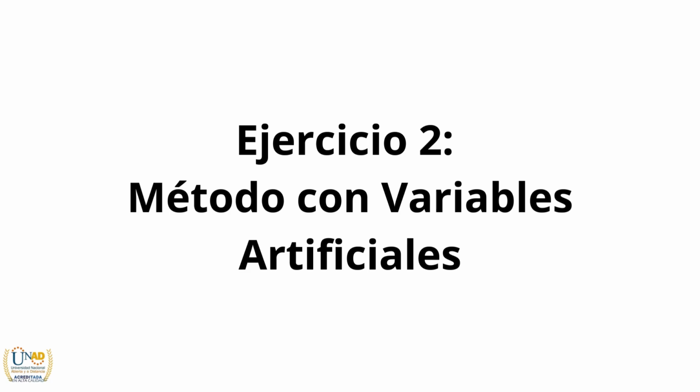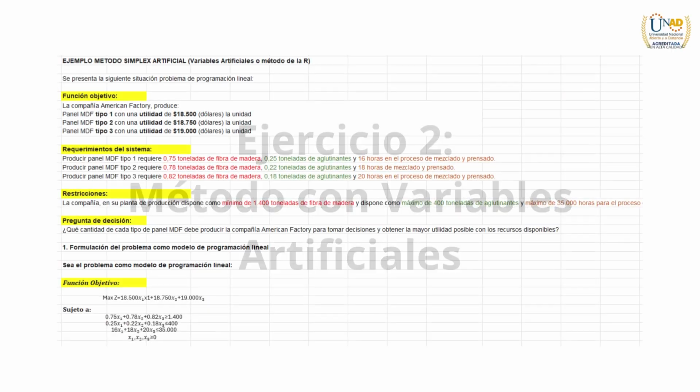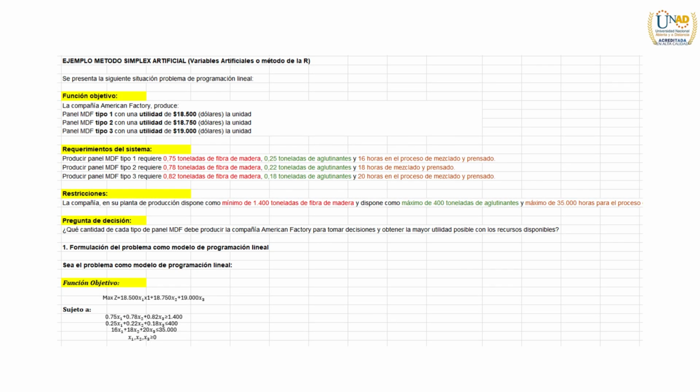Exercise 2, Method with Artificial Variables, Problem Statement and Resolution Strategy. In this exercise, American Factory produces MDF panels. The model presents constraints that prevent obtaining a feasible initial solution directly. Problem setup. The original formulation requires the incorporation of artificial variables to achieve an initial basis.